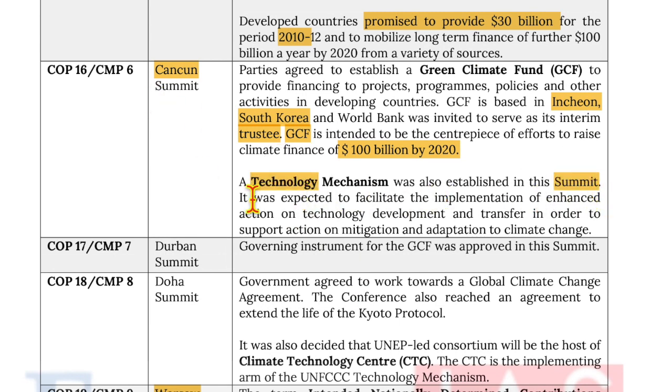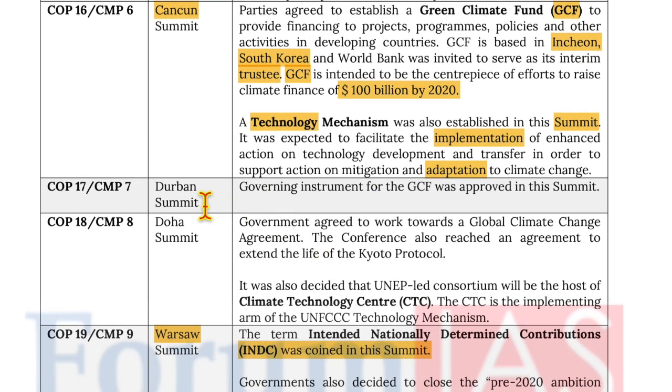So the Cancun Summit also has a technology mechanism apart from the Green Climate Fund. It was expected to facilitate the implementation of enhanced action on technology development and transfer in order to support action on mitigation and adaptation to climate change. Now, Durban Summit, governing instruments for the Green Climate Fund were approved in this summit. In Doha Summit, governments agreed to work towards a global climate change agreement.